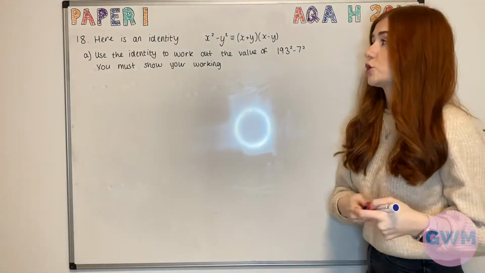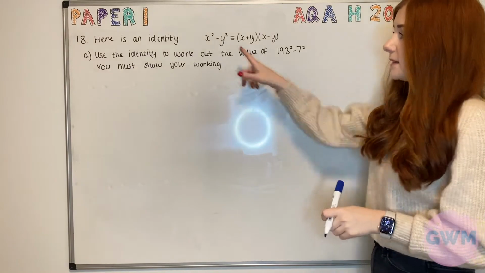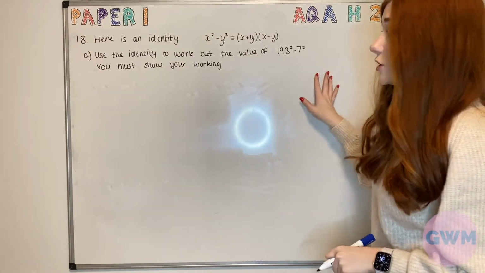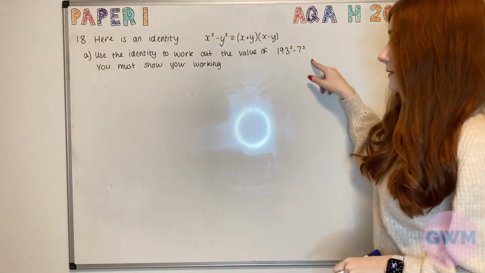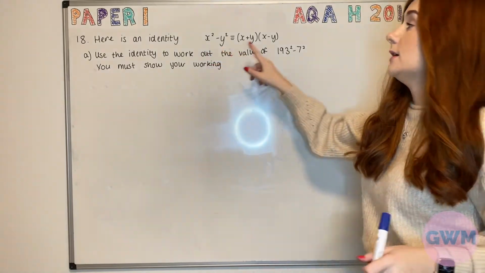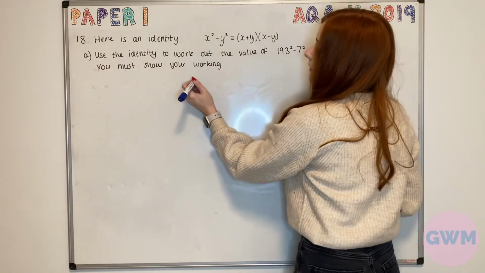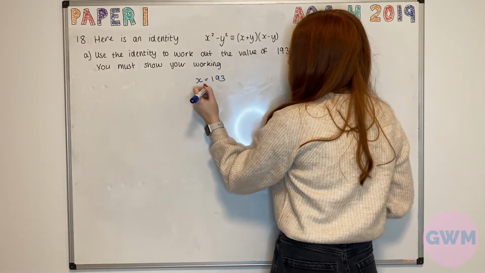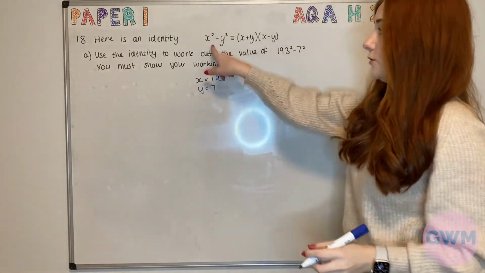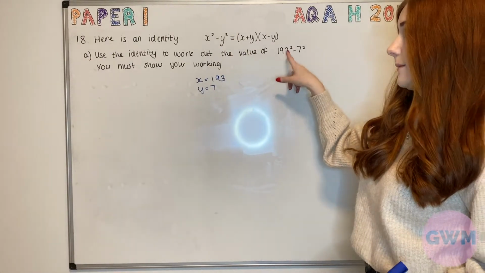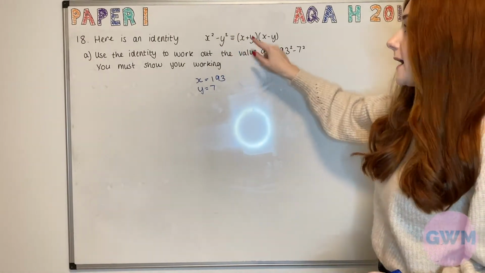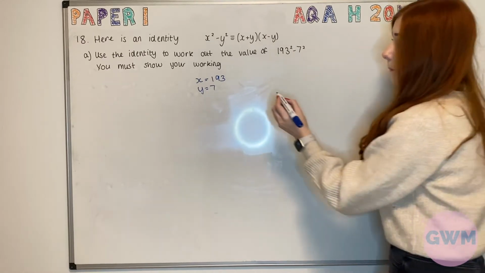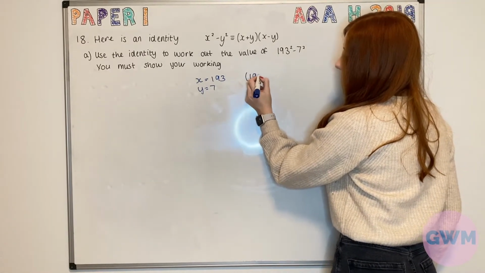So it's important that you must show your workings. So let's use this identity. That's what it wants us to do to work out this. So this, well, it looks very similar to this, doesn't it? So what we can do is we can say that for our calculation, x is 193 and y is 7. Using this side of the equation, because it looks the same. Now, we know that that has to be the same as this, so we can put our x values in there.